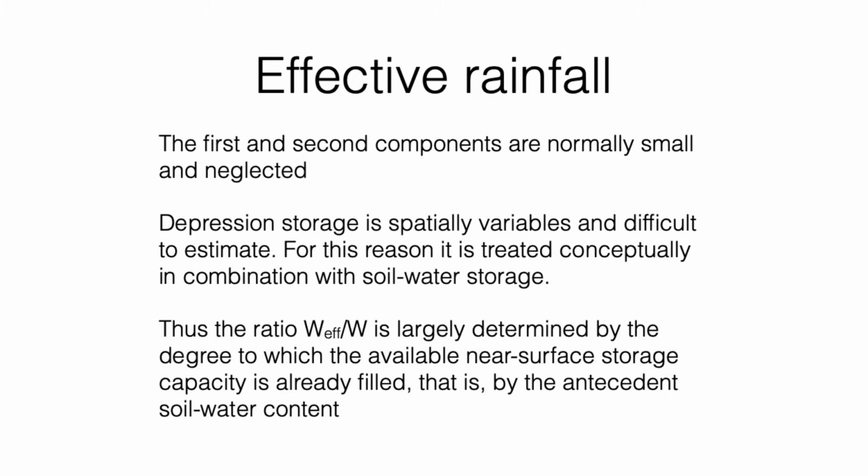Therefore, the ratio of effective rainfall to total rainfall is mostly controlled by infiltration. That is, infiltration is the main loss that reduces total rainfall, and thus is the most important process that controls the generation of runoff and thus streamflow.